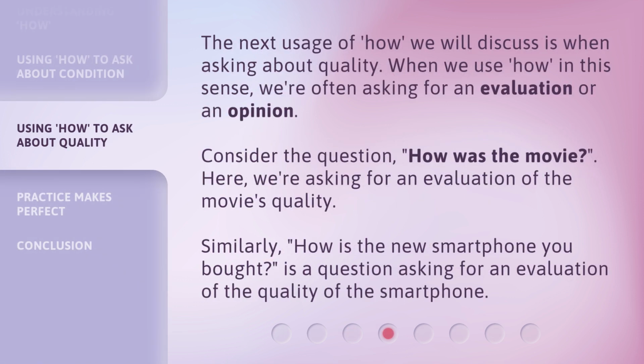The next usage of how we will discuss is when asking about quality. When we use how in this sense, we're often asking for an evaluation or an opinion. Consider the question, how was the movie? Here, we're asking for an evaluation of the movie's quality. Similarly, how is the new smartphone you bought? Is a question asking for an evaluation of the quality of the smartphone.